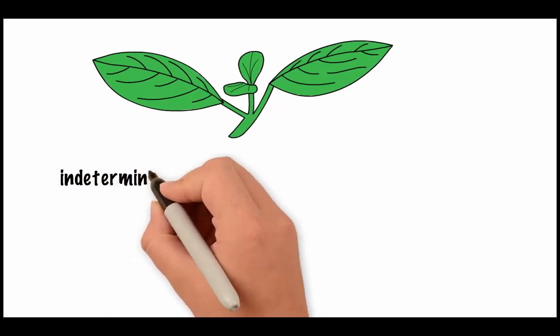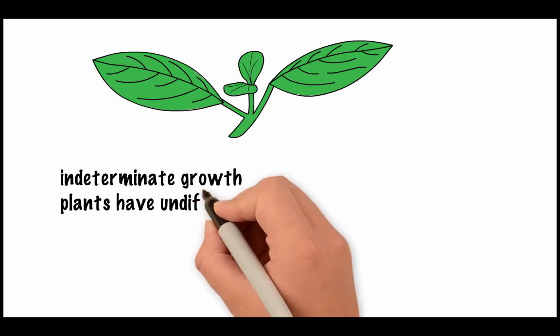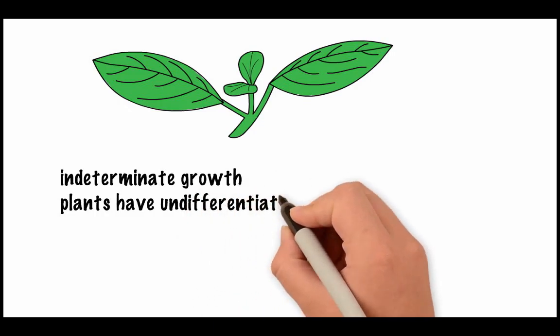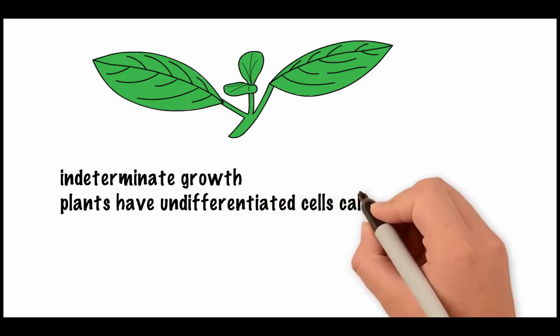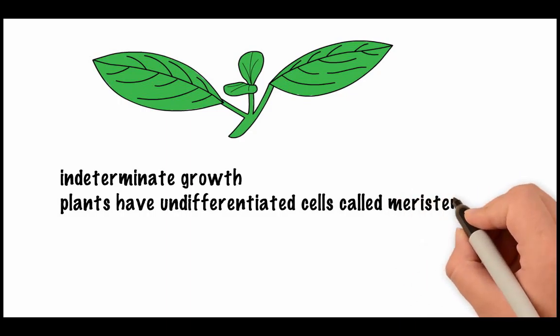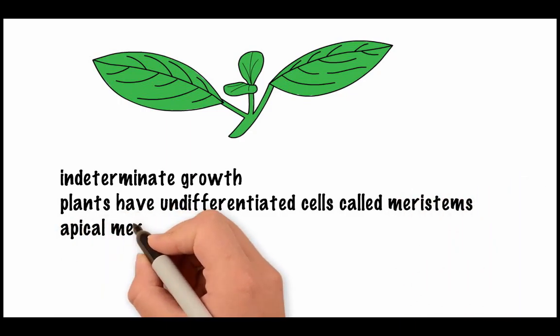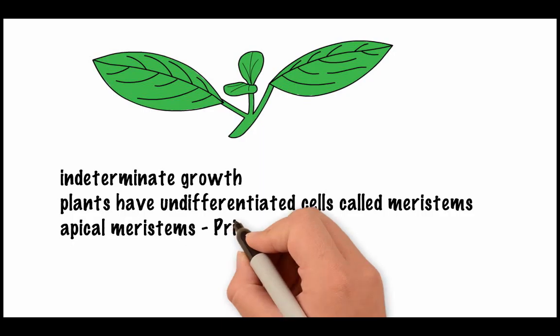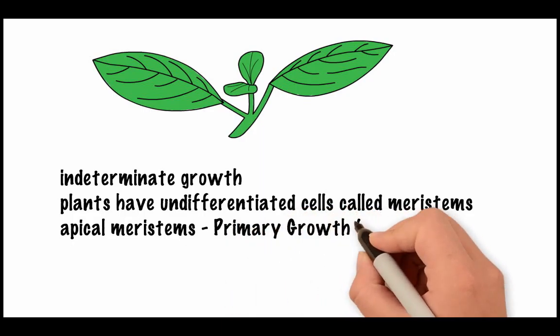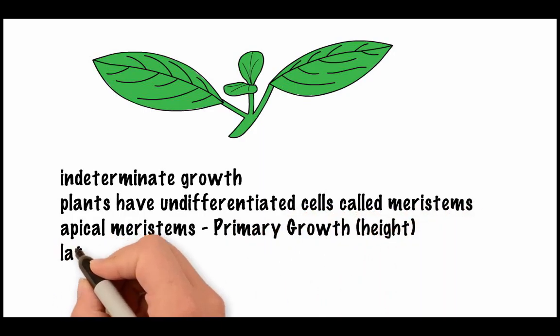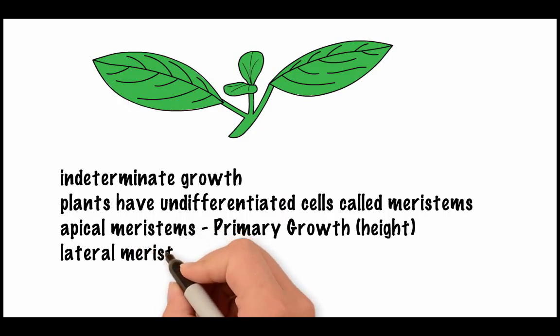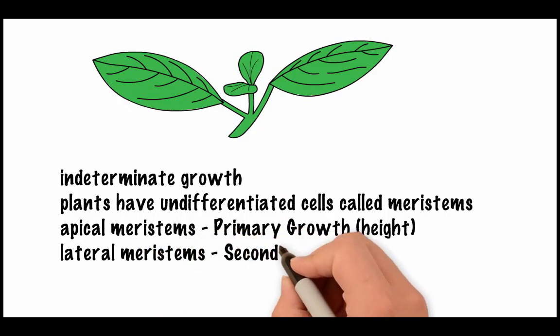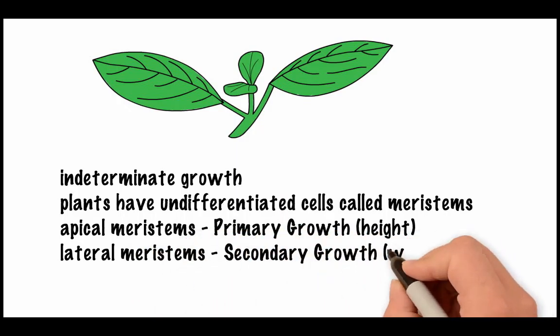At any one given moment, a plant will have embryonic, juvenile, and mature cells in their bodies. This is made possible because of undifferentiated cells called meristems within the plant. Apical meristems are found at the shoots and roots, and they're responsible for primary growth upwards. Lateral meristems allow for secondary growth in width or thickness.